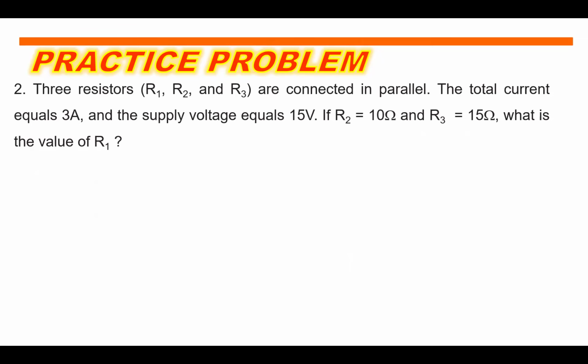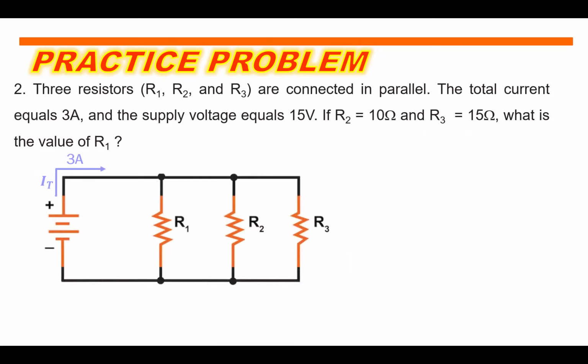So again, from our given problem, we have R sub 1 and R sub 2 and R sub 3 connected in parallel. The total current equals 3 amperes and the supply voltage is equals to 15 volts. R sub 2 is equals to 10 ohms and R sub 3 is 15 ohms. So we are asked to solve for the value of R sub 1.